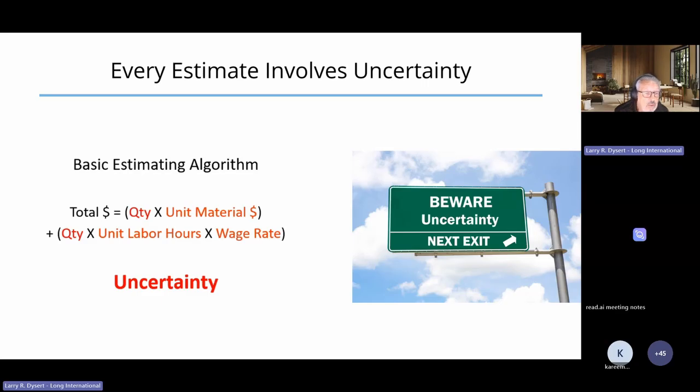The only absolute thing we know about our estimates is that they're wrong. The chances, certainly on any significantly sized estimate, that the final cost comes within $1 of our estimated value is minuscule. It just doesn't happen. Our quantities are wrong, our material costs are wrong, our unit labor hours applied to various labor operations are wrong, and the wage rate's wrong. We try to be very close, but there's variability associated with each one of those estimates.